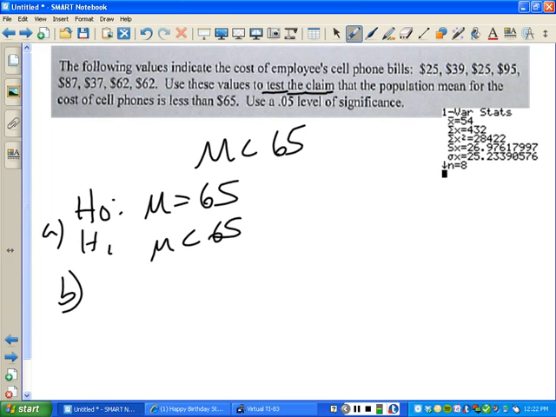Now, part B says we have to draw a picture. This is 0.05 again, right? Now, what's our critical value? Don't tell me 1.645. Now you have to use the T-score chart. Go look at the T-score chart, and we will find.